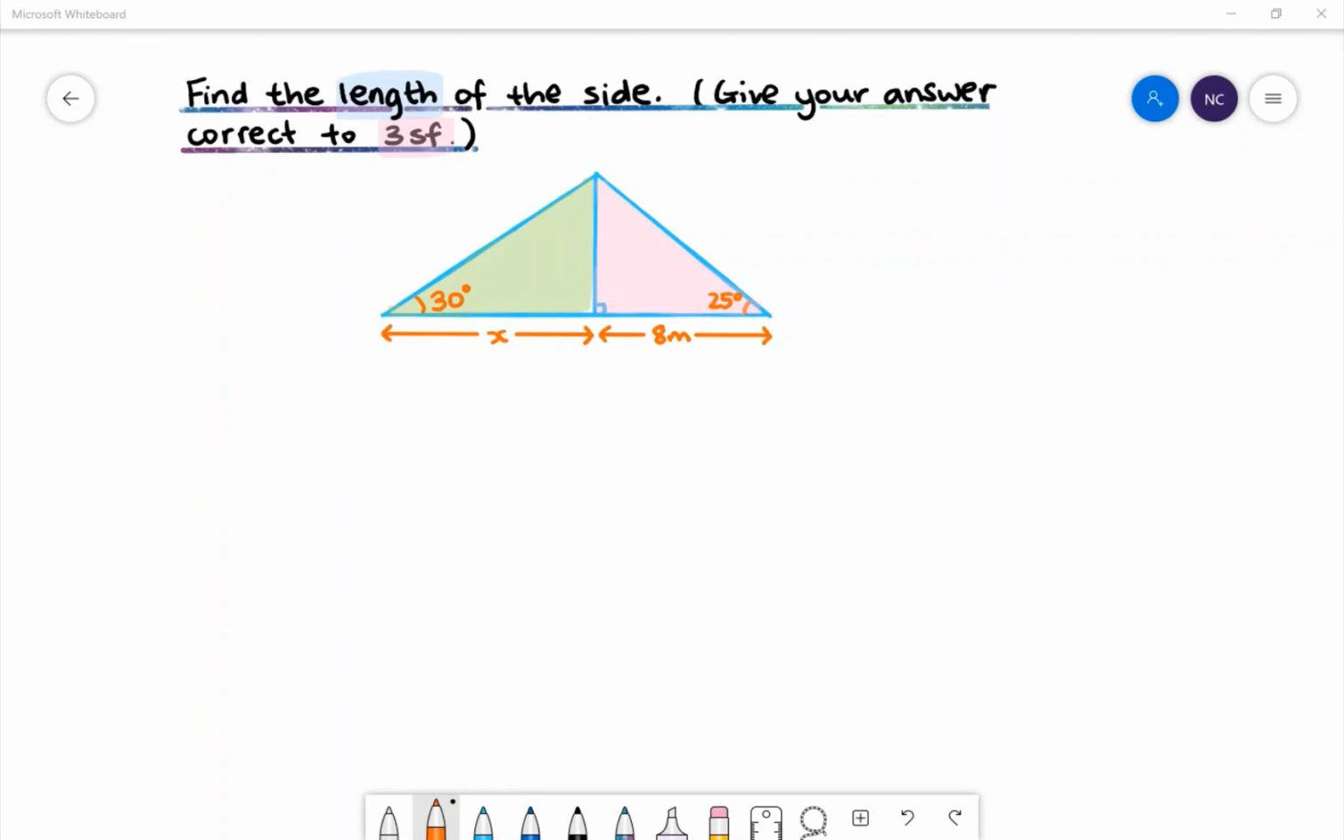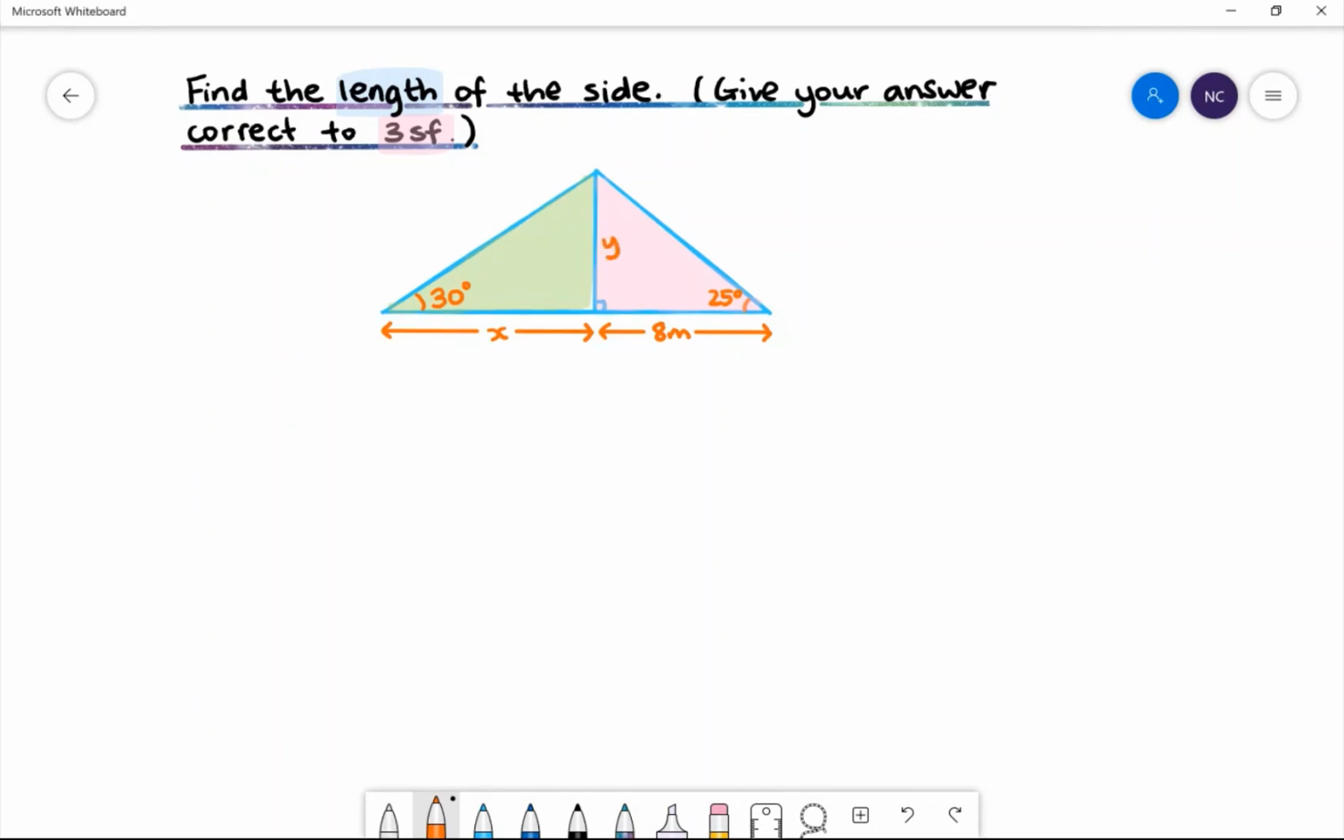We have a large triangle, and inside the large triangle, we have a green smaller triangle and a pink triangle. The green triangle has an angle of 30 degrees and a side length of x. The pink triangle has an angle of 25 degrees and a side length of 8 meters. We want to find x, which is in the green triangle. To do this, we need to find the vertical side that is shared between the green and the pink triangle. Let's label this side length y.